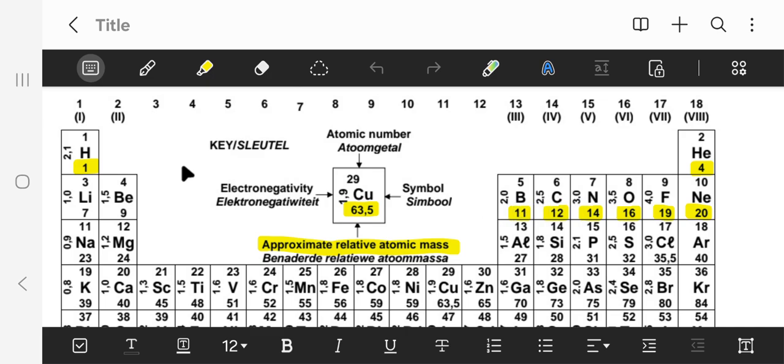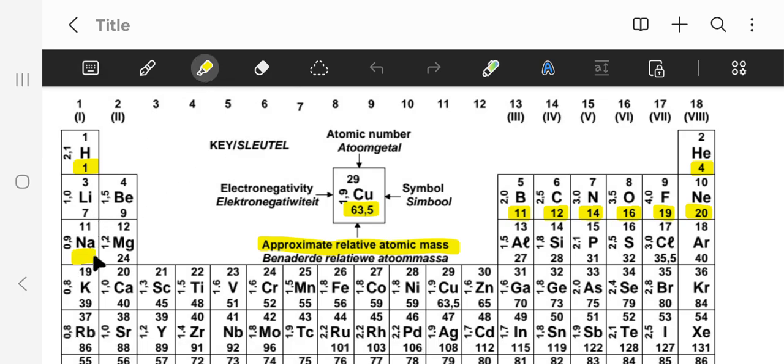of the elements. For hydrogen, the relative atomic mass is 1. For boron, it's 11. For carbon, it's 12. For nitrogen, it's 14. Oxygen, 16. Fluorine, 19. Neon, 20. Helium, 4, and so forth. What is it for sodium? Please take a guess. It's 23. What is it for magnesium? It's 24. So the numbers at the bottom represent your relative atomic masses. I hope you got that.